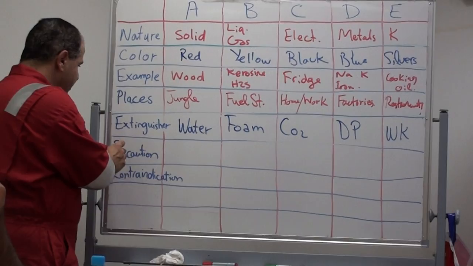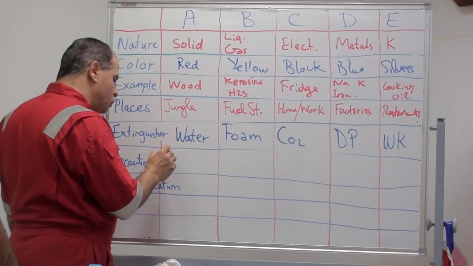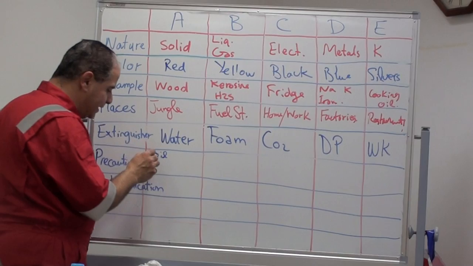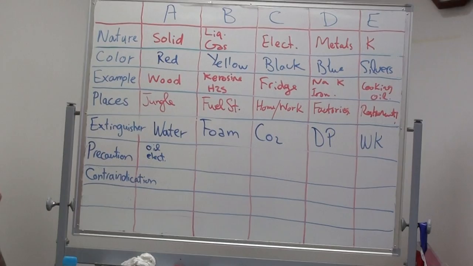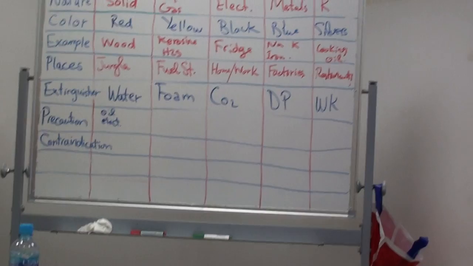What about the precaution? When we are using water, we don't use water on oil. We don't use water on electricity. What else? Yes, on the chemicals, if you have paints or thinners, we don't use water.